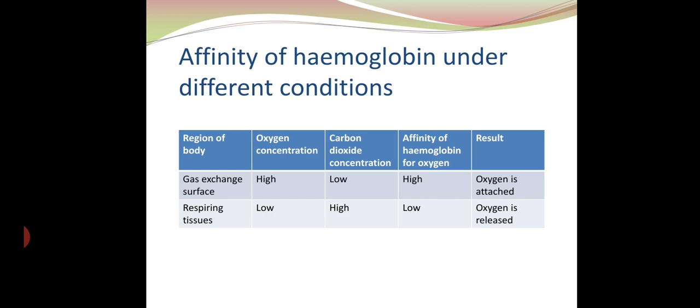In the respiratory tissues, oxygen concentration is low and carbon dioxide concentration is high. The affinity of hemoglobin for oxygen becomes reduced, and the oxygen is released. This is hemoglobin under different conditions.